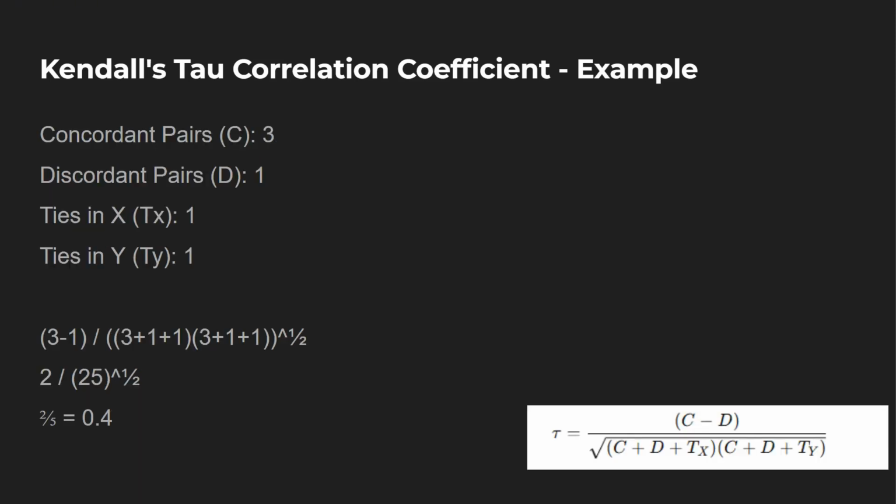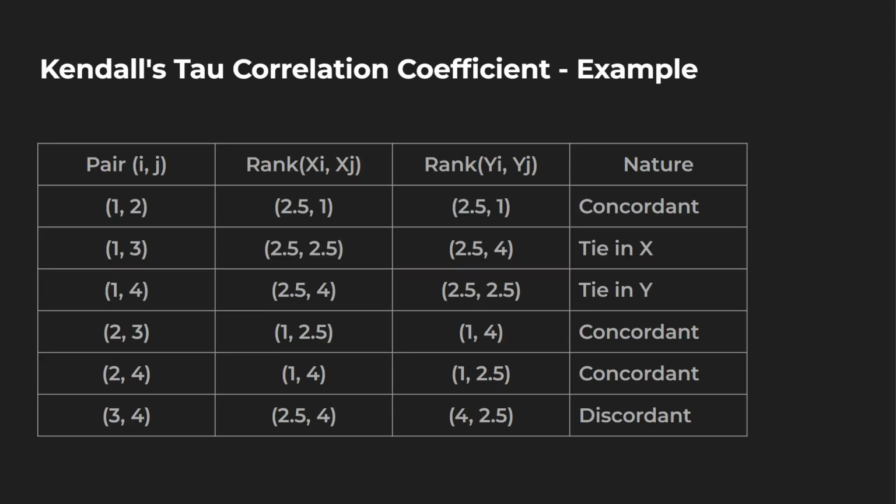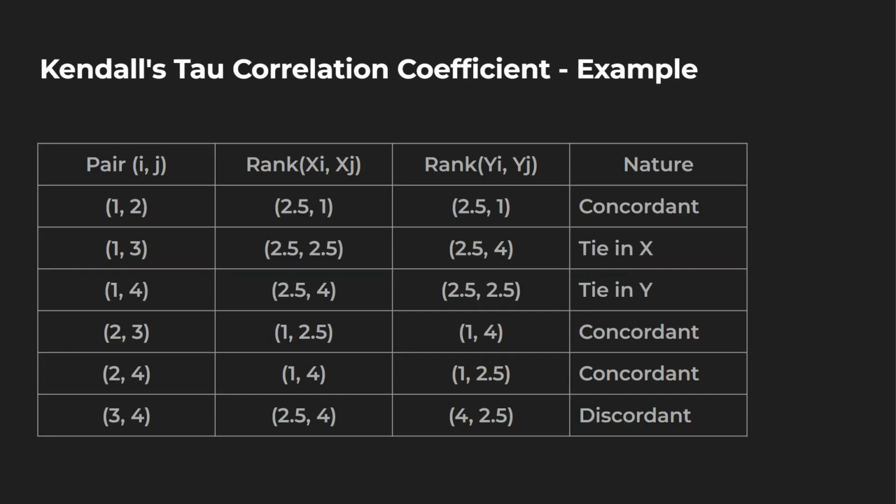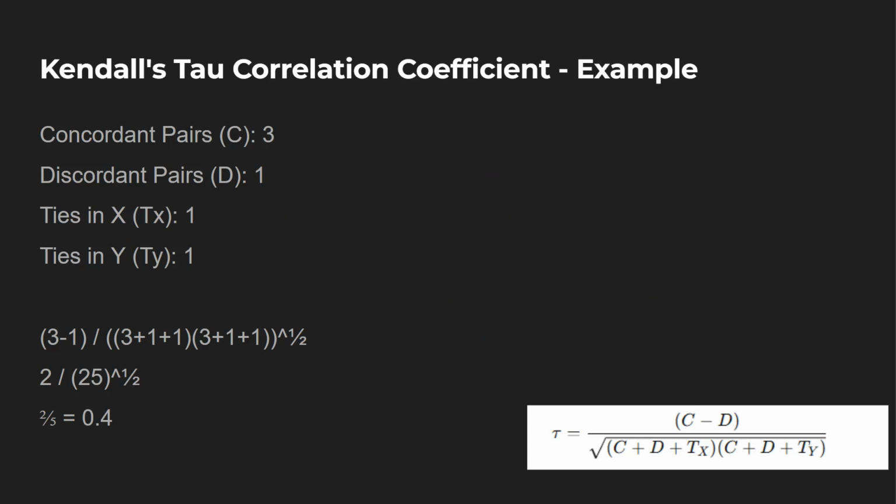So if we go back, we have 3 concordant pairs, which is our first one over here, and then almost the last 2. Then we have 1 discordant, which is the last one, and then we have 1 tie in X, and 1 tie in Y. So we just plug in all these values into this formula over here, and you get a value at the very end of 0.4.